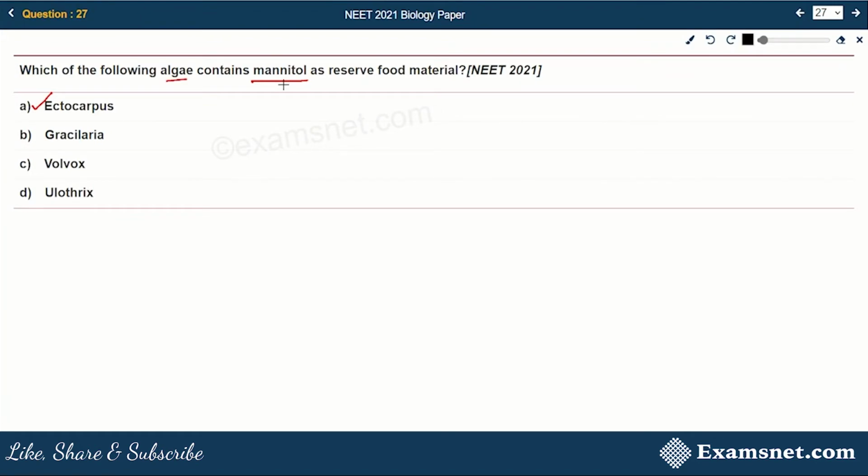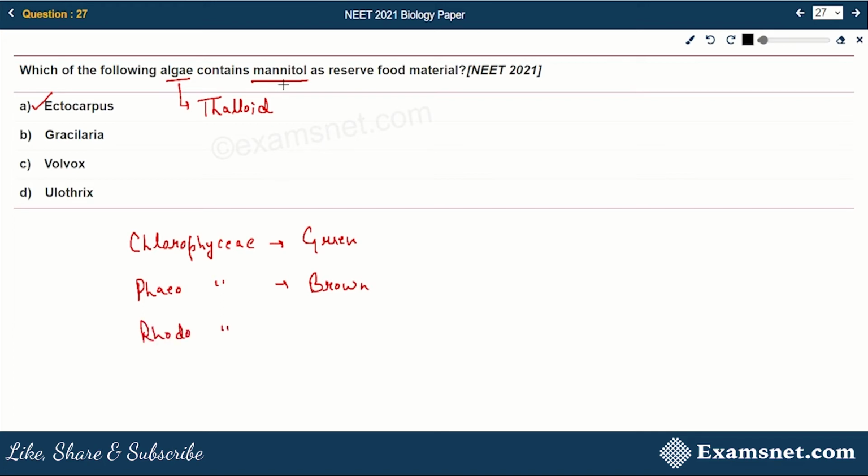So what are algae? Algae are photosynthetic, mainly aquatic and thalloid organisms. What do you mean by thalloid? That means they lack any true root, stem, leaves or any reproductive structures. Now these algae are classified into three main classes. These are Chlorophyceae, also known as green algae, then Phaeophyceae, also known as brown algae, and lastly Rhodophyceae, also known as red algae.